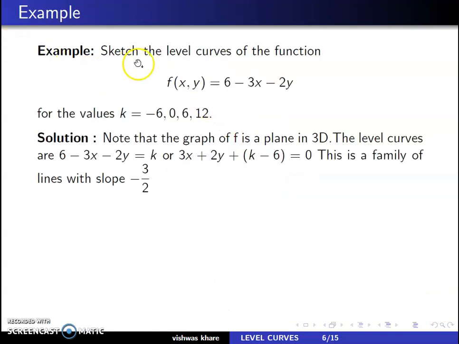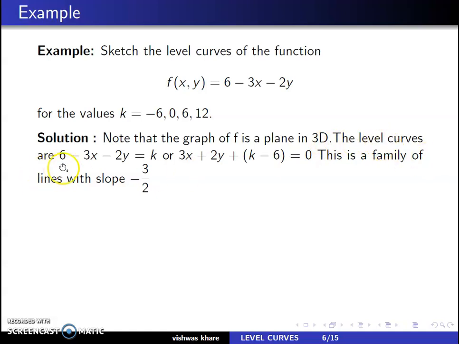Now let us take examples. Sketch the level curves of the function f(x,y) = 6 - 3x - 2y for the values k = -6, 0, 6, 12. Solution. Note that the graph of f is a plane in 3D, because we can write this as z = 6 - 3x - 2y, which is nothing but a plane in 3D.